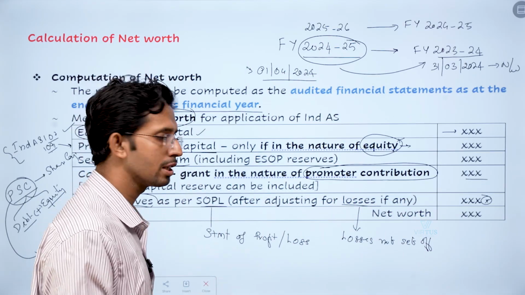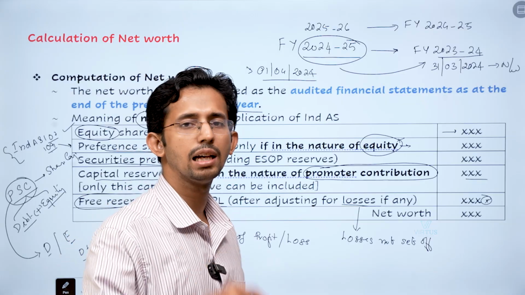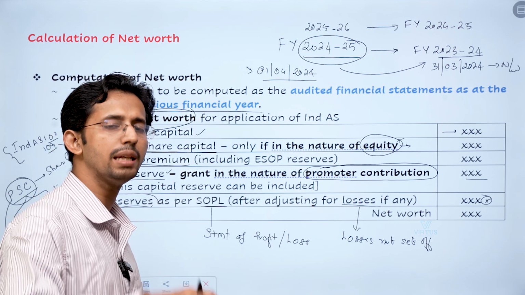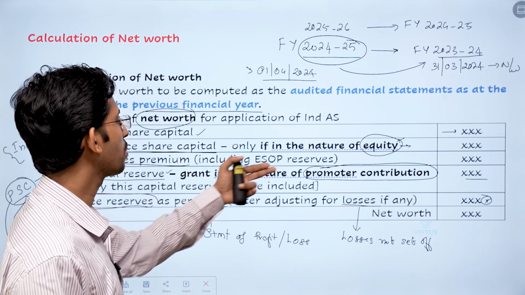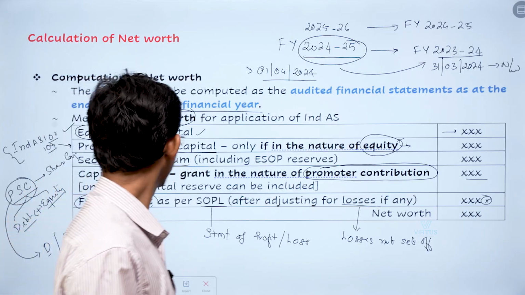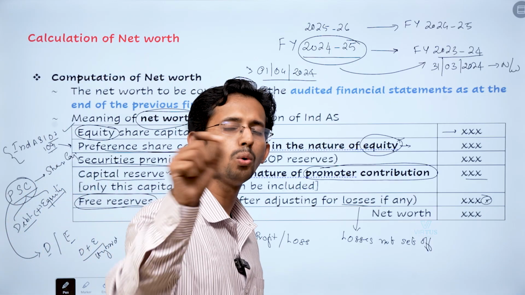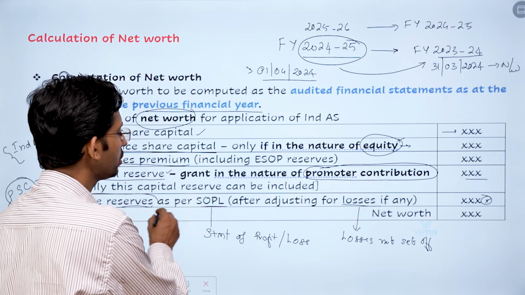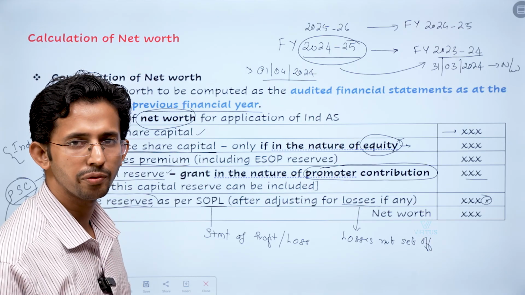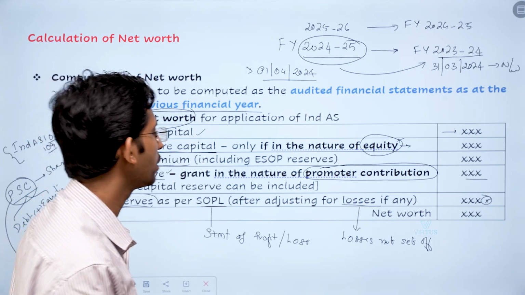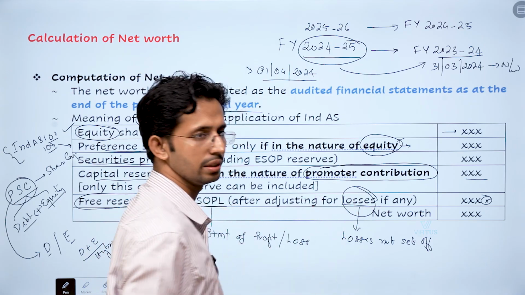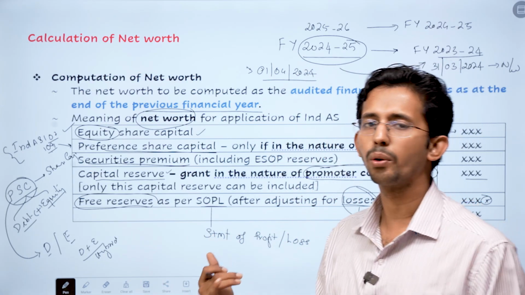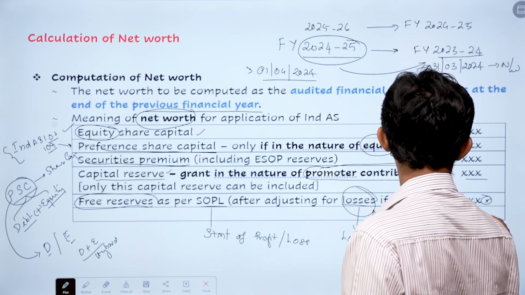The next one, securities premium has to be considered, including the reserves which have been created as per ESOP accounting. And the capital reserves can be considered only if they are in the nature of promoter's contribution. All other capital reserves have to be excluded. And the last one, free reserves as per the statement of profit or loss, and this can be taken only after setting off any unadjusted losses. Only the balance can be considered. And the total will be the net worth.